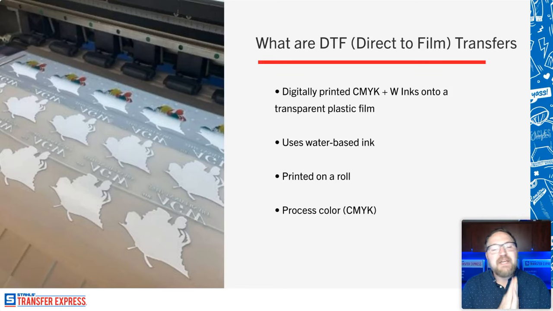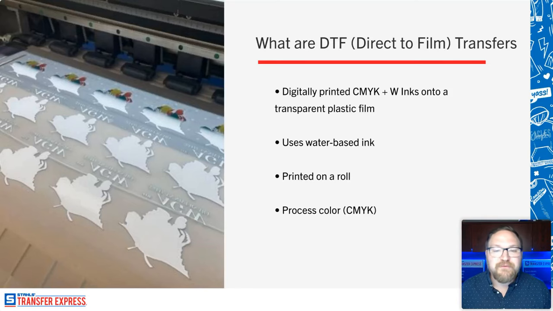So DTF is a process print. It uses CMYK inks, very similar to a desktop printer at home or an offset printer. So that's cyan, magenta, yellow, and key, or the K also stands for black. So you have four different colors. When you mix them all together, it makes black or a very rich black. If you take them all away, it makes white, right?